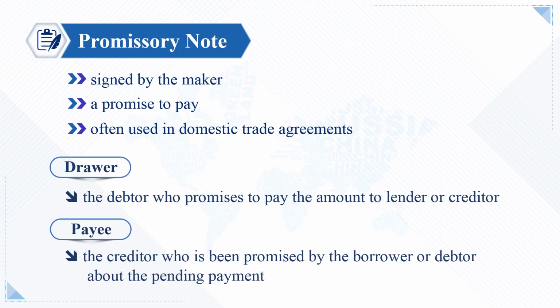A promissory note typically contains all the terms pertaining to the indebtedness, such as the principal amount, interest rate, maturity date, the date and place of issuance, and the issuer's signature.